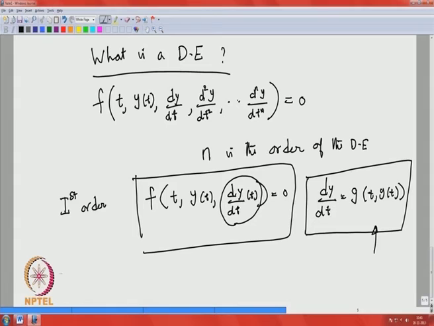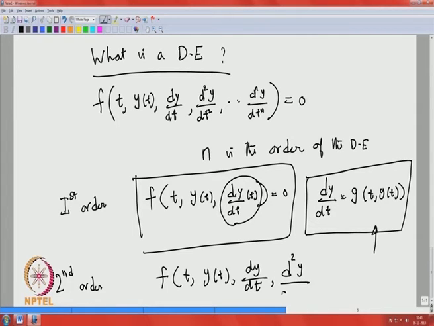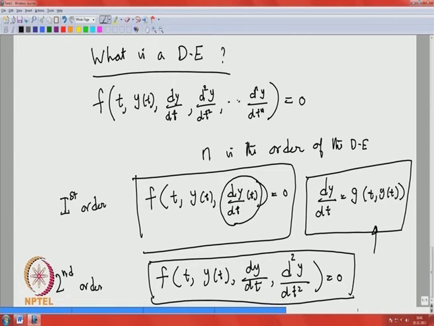And for a second order equation, we will not go further. Second order, you will have a differential equation connecting t, y(t), dy by dt, and also d square y by dt square, equal to 0. So, this represents a second order equation, and in addition to that, there is a classification called linear differential equation and non-linear differential equation.